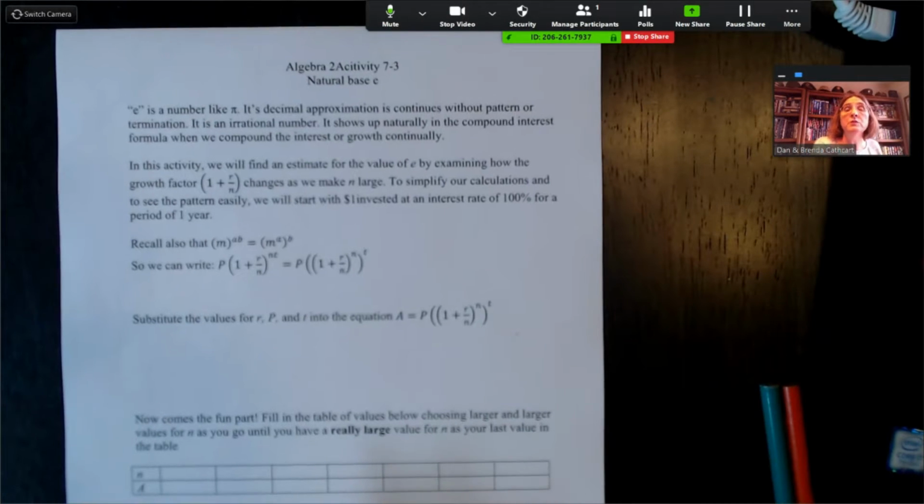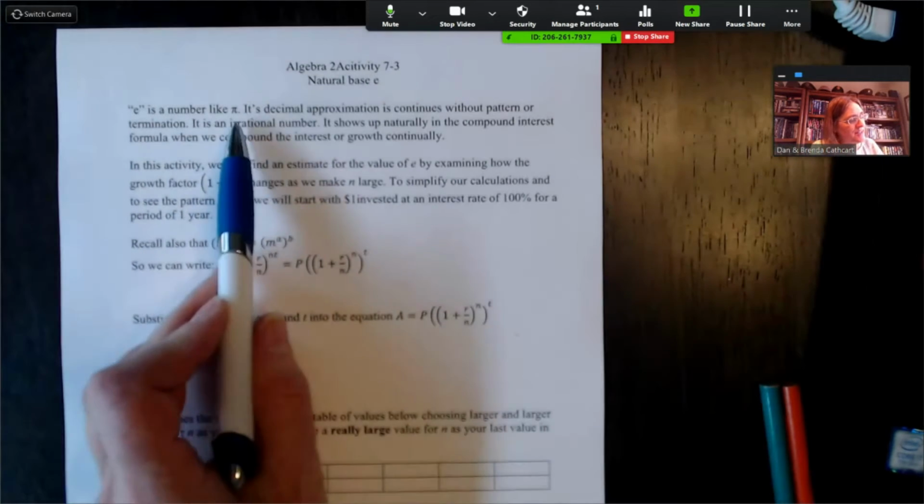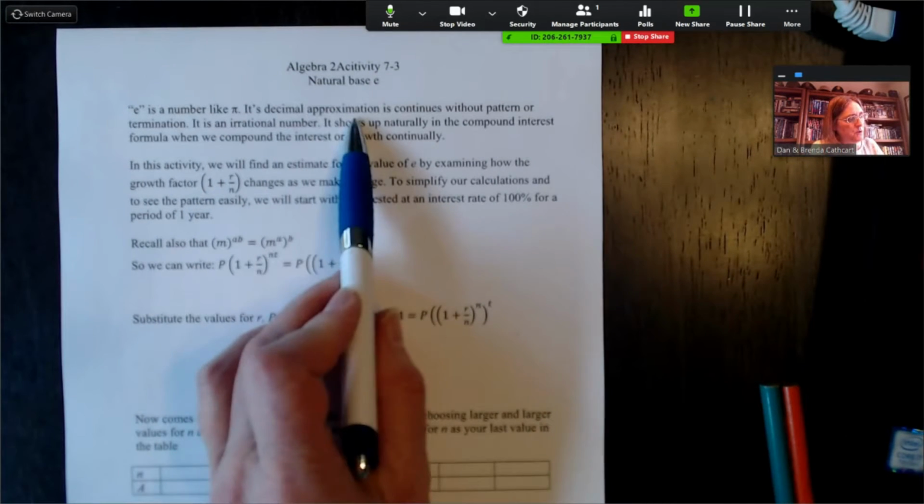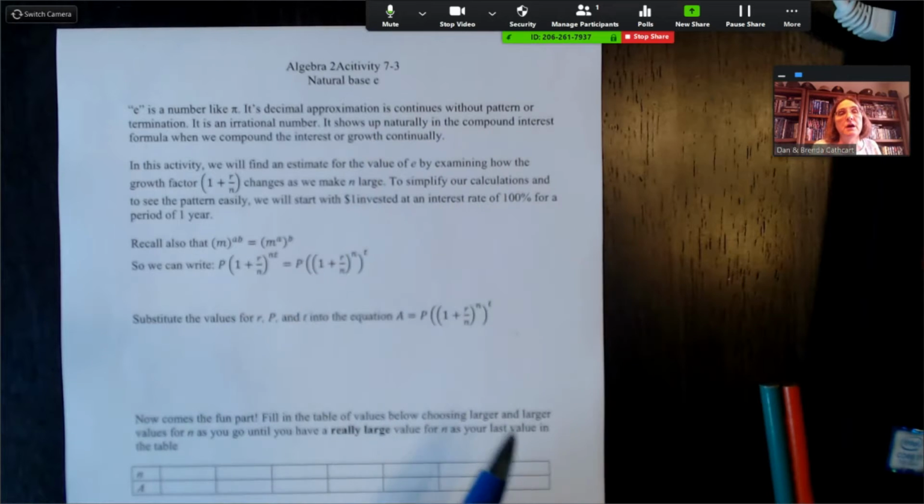This is an Algebra 2 lesson, and we're going to be looking at finding the value of the natural base e. e is a number like pi. Pi, remember, is 3.141592, and it goes on and on. So e is like pi in that it's a decimal approximation that continues without pattern or termination. It's also an irrational number.